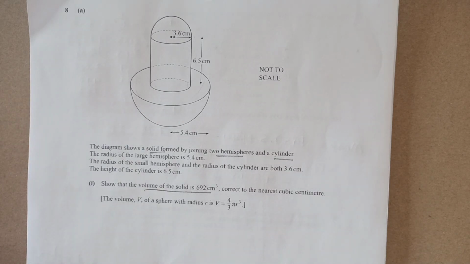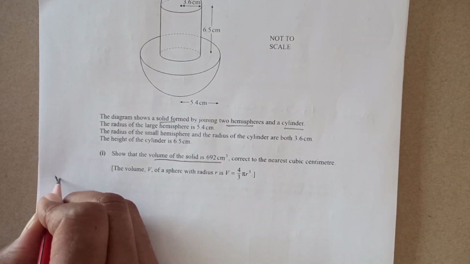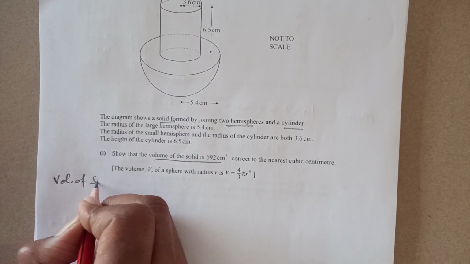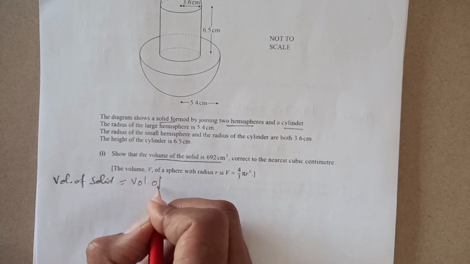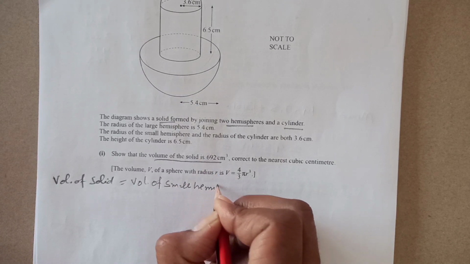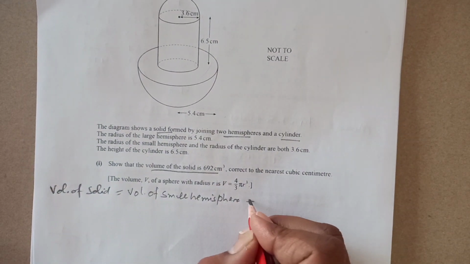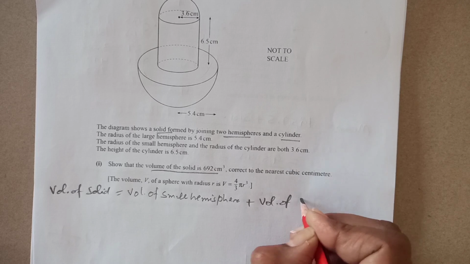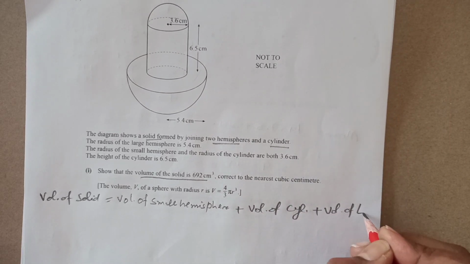Now we have three shapes here. We are going to calculate the volume of each shape, then add. So the volume of the solid is equal to the volume of the small hemisphere up here, then the volume of the cylinder, plus the volume of the large hemisphere, right?